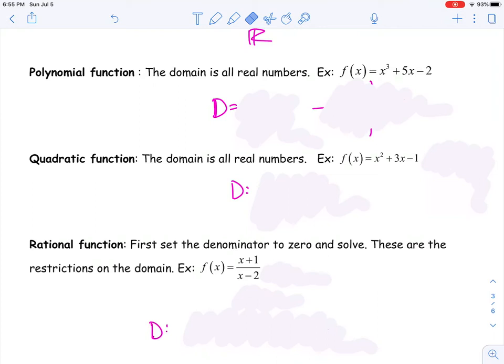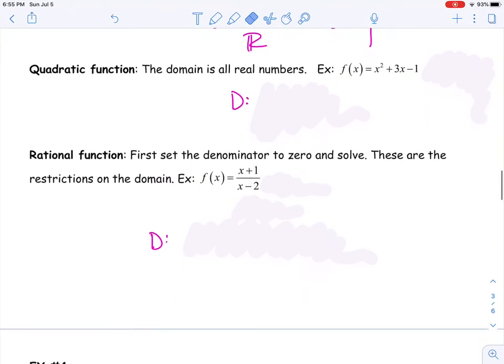All right, what about polynomial functions? This one happens to be a cubic function. I have x cubed plus 5x minus 2. Well, any polynomial function, remember, has squiggly lines. Sometimes there's more squigglies than others, depending on how many terms and what your coefficient is. But it's going to continue to go to the left. It's going to continue to go to the right. We don't have any denominators to worry about, any holes to worry about. So my domain on any polynomial function is also negative infinity to infinity.